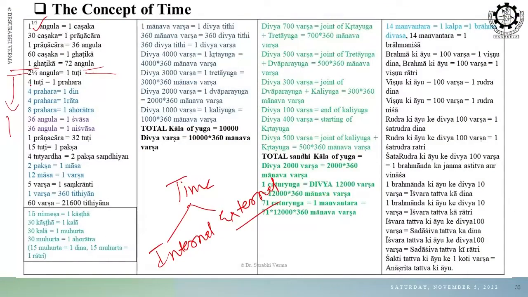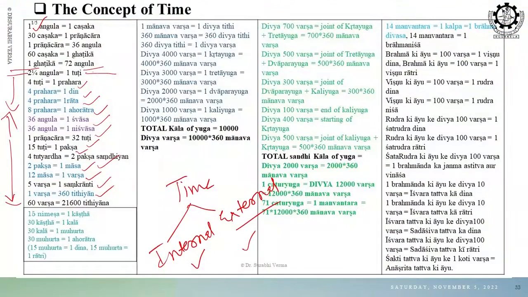So we have two possible times, internal and external. Here you can see tuti, prahar, din, ratri, ahoratri, shwas, nishwas, tuti, paksh, paksh sandhi, mash, varsh, sankranti, tithi. This concept is available for both possible times, internal also, external also. How? Because it is measured by the breath, श्वास. एक श्वास आप भी लेते हैं, एक श्वास चींटी भी लेती है.